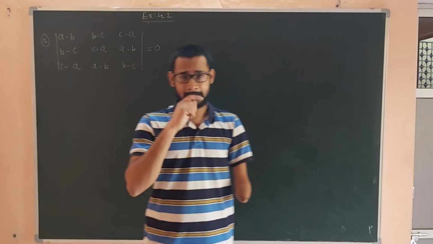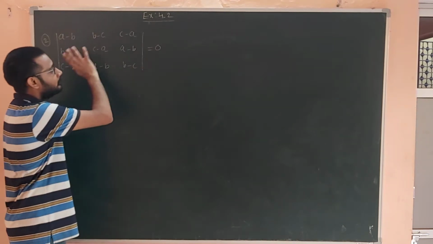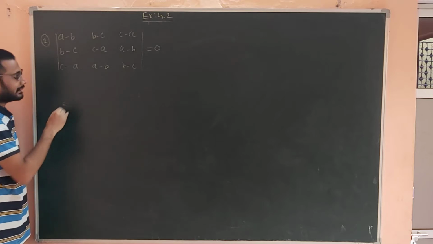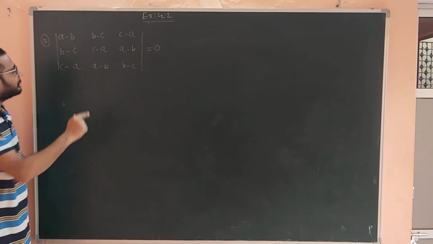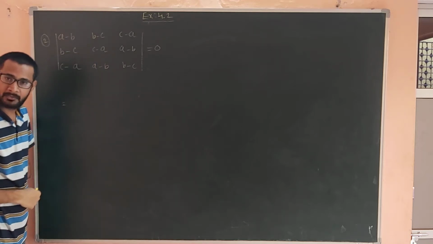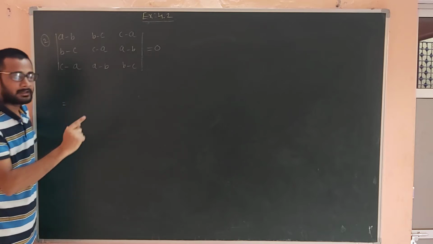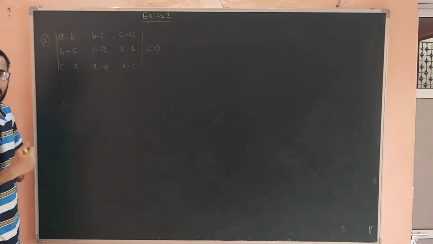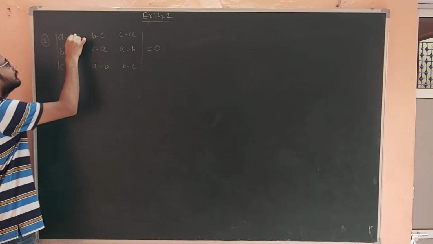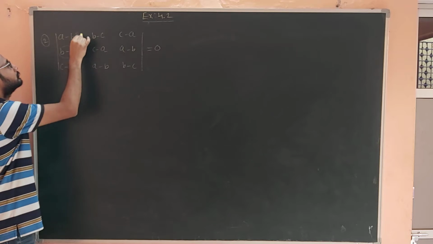Okay, so in the second sum, one determinant is given. We have to show that the value of the whole determinant is 0. Here I will multiply the second row by 1 and add into the first row, and I multiply the third row by 1 and add into the first row. In other words, we can say that b minus c goes up, and c minus a also goes up.